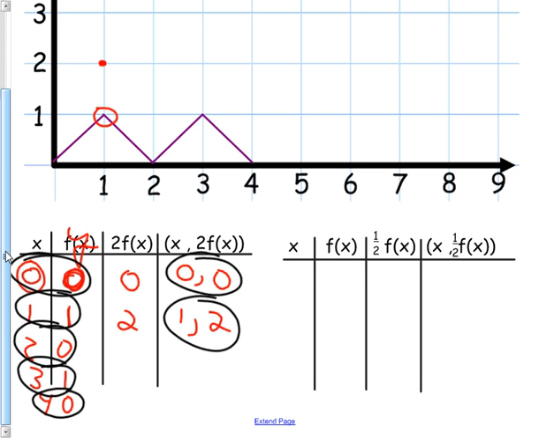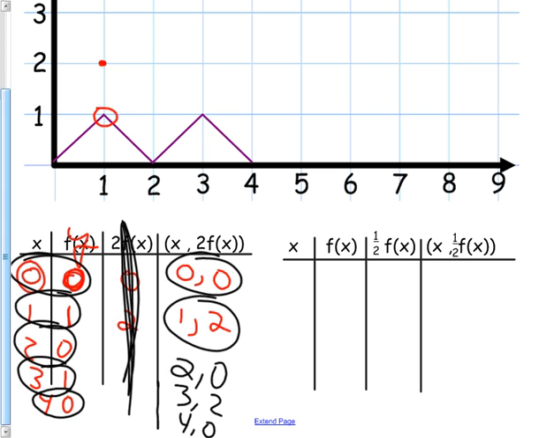I think we could have even eliminated this middle column and just had the original point on the left and the new point on the right. So this next one, the 2, 0, that's going to turn into 2, 0 because I double the y and it's still 0. 3, 1 turns into 3, 2. And the last one is 4, 0, still 4, 0 because doubling 0 doesn't change it.